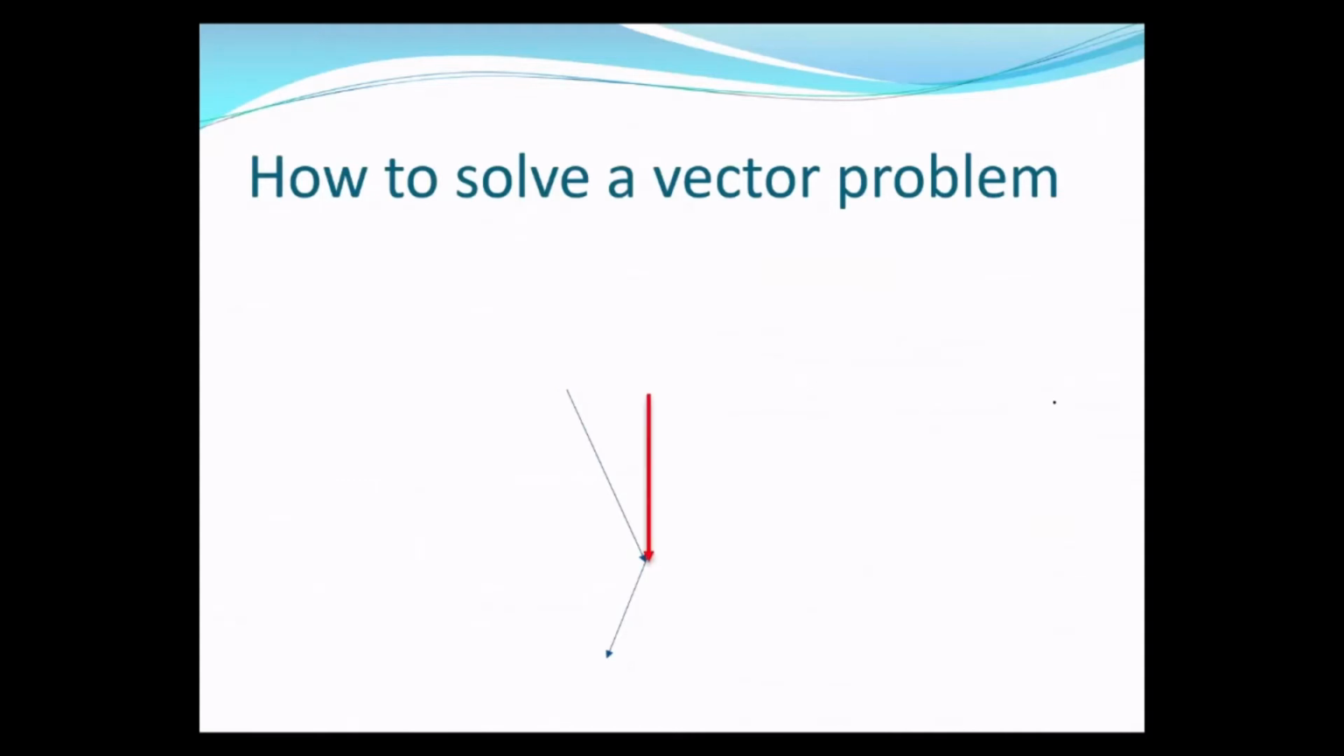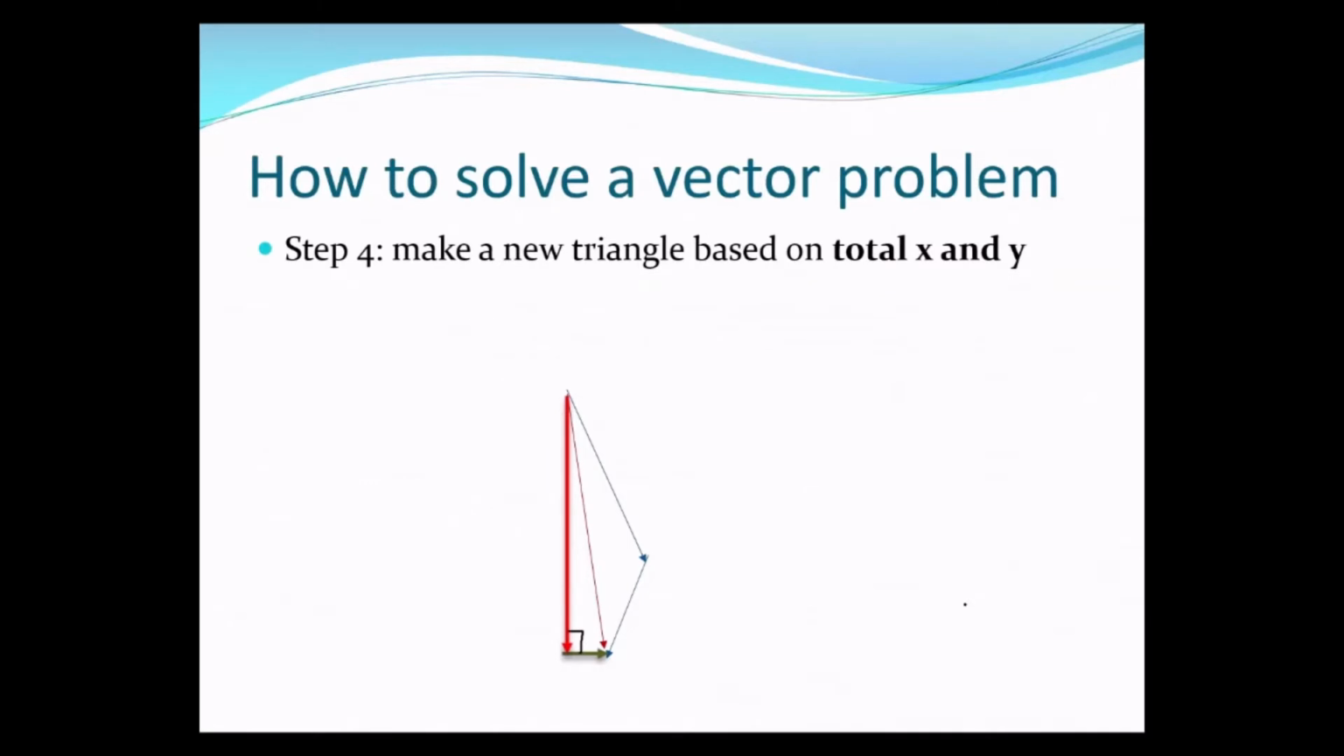And then we found our y component from one and our y component from the other. You can see that they both go downwards, so they add together. So what we end up getting is a bigger y component. So now I'm going to bring back the x component from before, and I'm going to add them together tip to tail. And you can see that this is the same resultant for this tip to tail, only now we have a right angle triangle to work with. So our next step is to make a new triangle based on the total x and the total y.